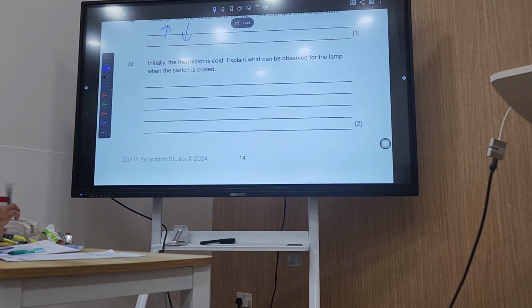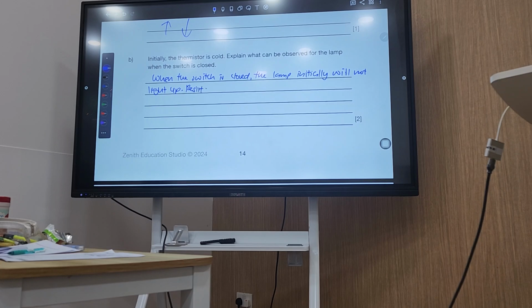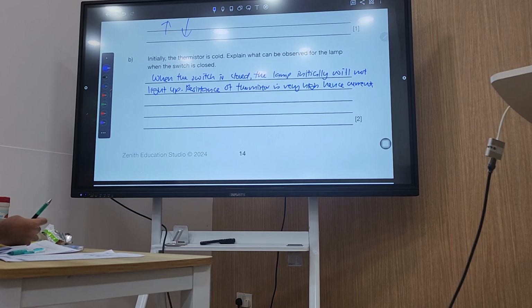Okay. So firstly, we say that when the switch is closed, the lamp initially will not light up. You are correct. The reason being the resistance of the thermistor is very high, hence current is very low.